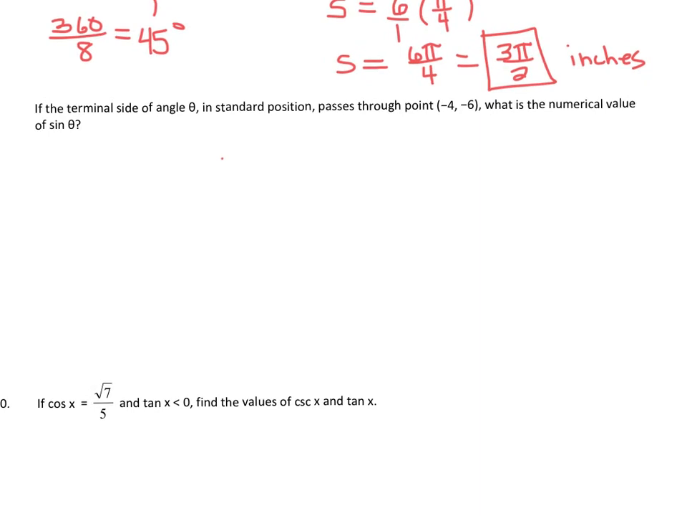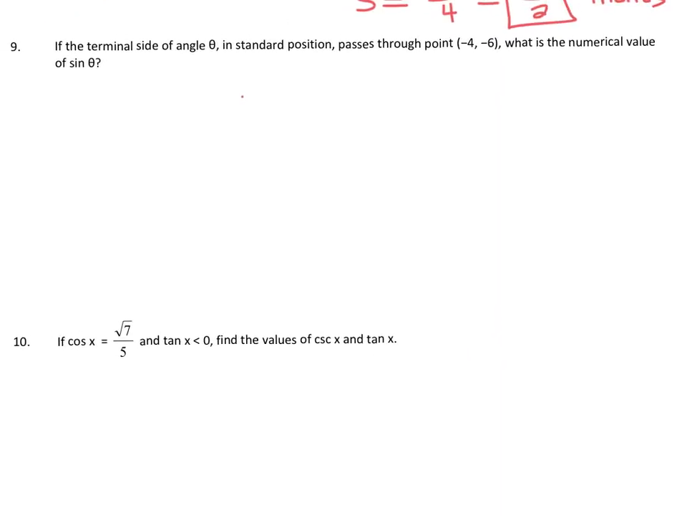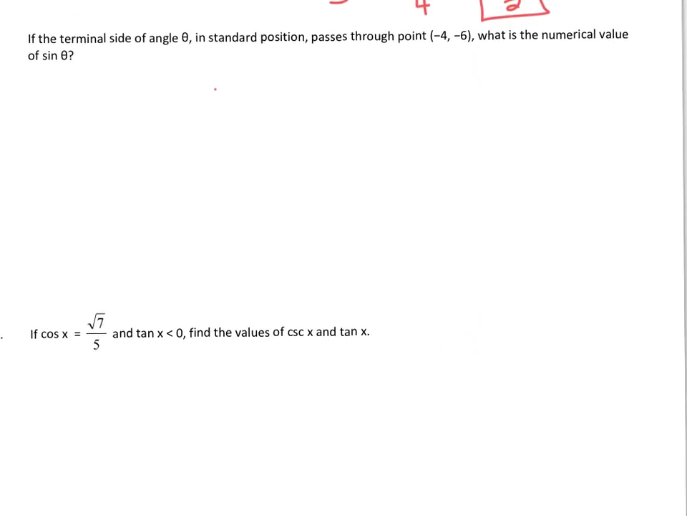All right, next one, number 9. If the terminal side of an angle theta in standard position passes through the point -4, -6, what is the numerical value of sine of theta? All right, so what's happening here is, I'm going to actually extend quadrant theta because I'm thinking ahead. It's going through the point -4 and then -6.